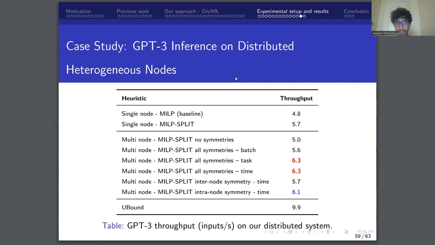sometimes all symmetries for the MLP can result in a worse solution than the MLP split for a single node compared to multi-node when choosing the worst symmetry breaking criterion. In this case, it is the number of batches. The number of tasks and the number of times allow an increase in solution quality. Also, which symmetry is considered can have an impact on how good our solution is, whether it be intra-node with devices within the same node or inter-node devices between nodes.